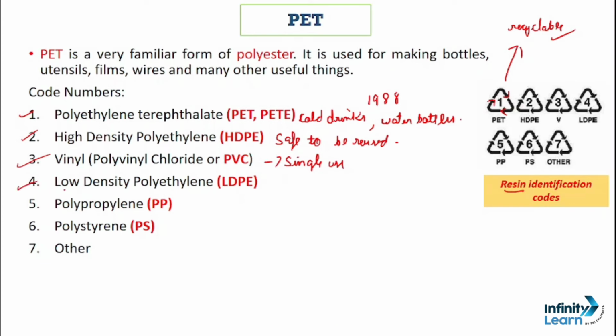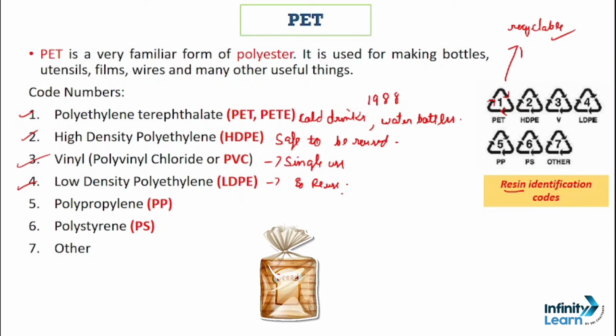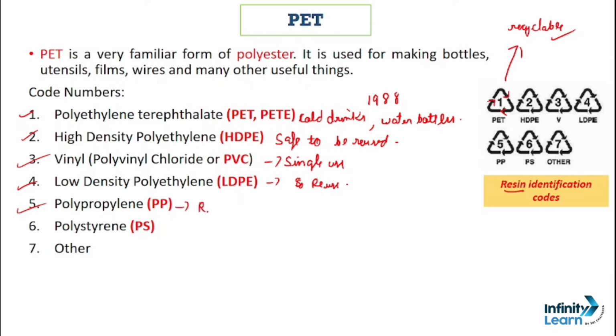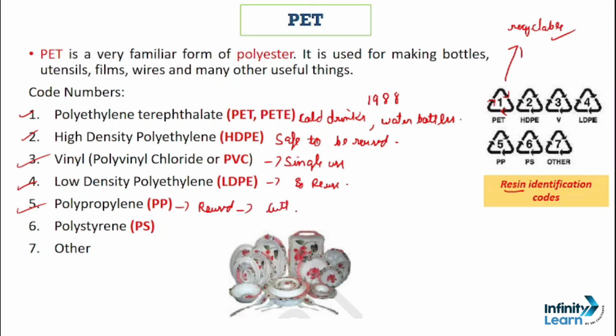Our fourth type of plastic is LDPE, low density polyethylene, which is reusable. The products made of this type of plastic are bread bags and frozen food bags. The fifth type of plastic is polypropylene, PP, and this is reusable plastic. You can reuse this type of plastic. These plastics produce products like cutlery, syrup bottles, and ketchup bottles.